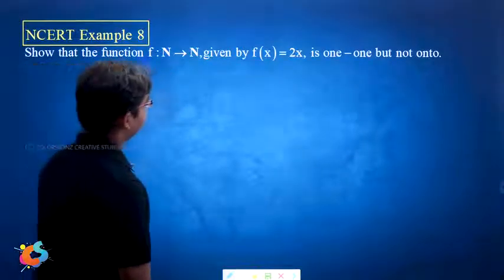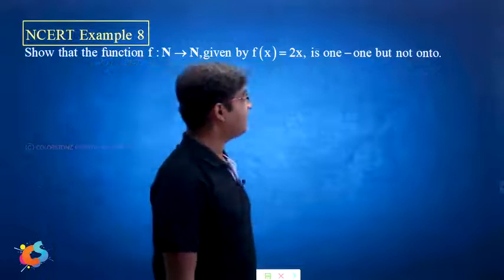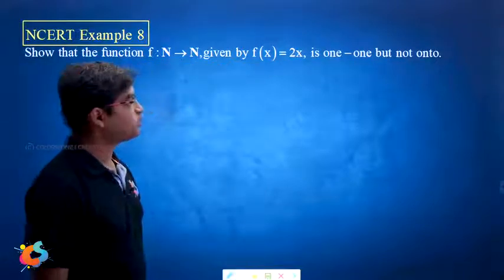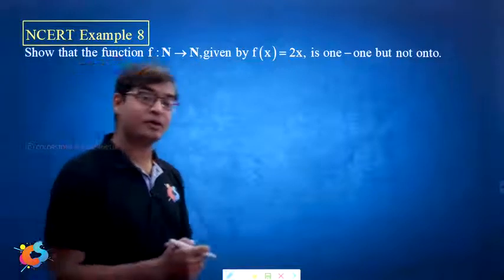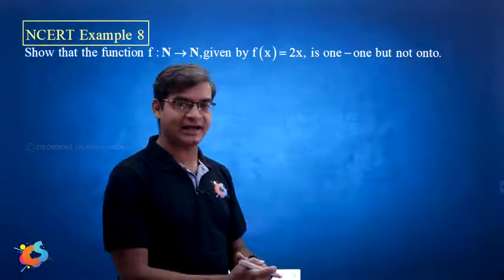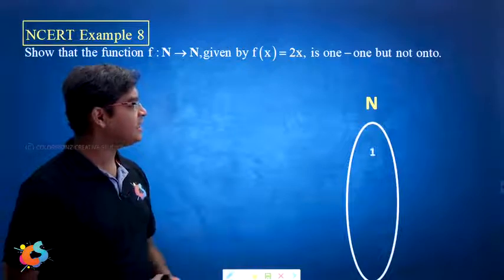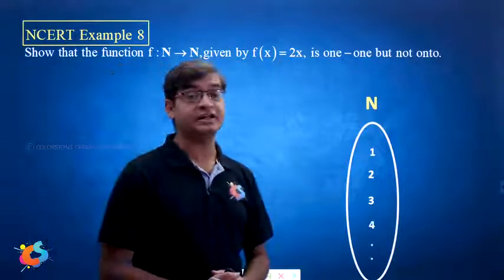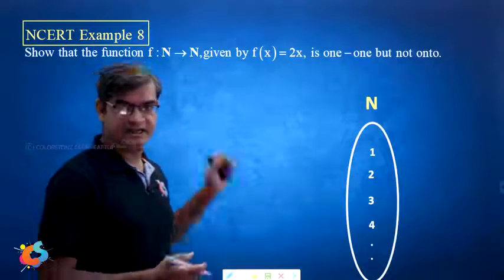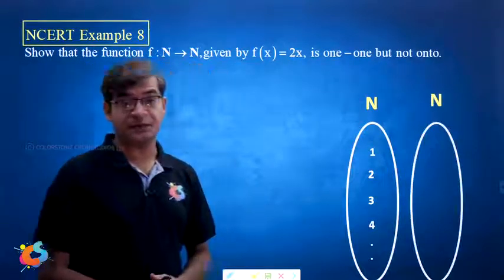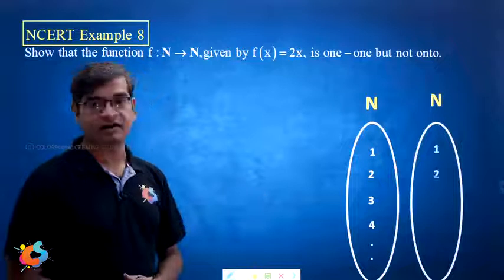Show that the function f from N to N given by f of x is equal to 2x is 1-1 but not onto. Okay, so let us understand how the mapping is happening using a set diagram, and this will not be needed to be written in the board exam. What you need to write, we will be writing, but this is for understanding purpose and you can have it in your rough.